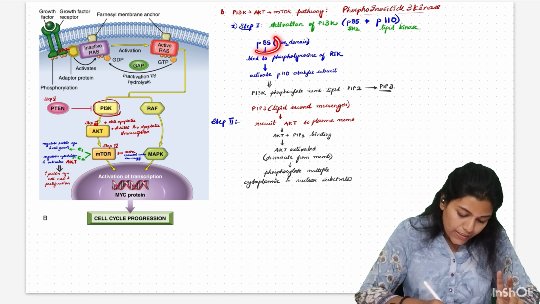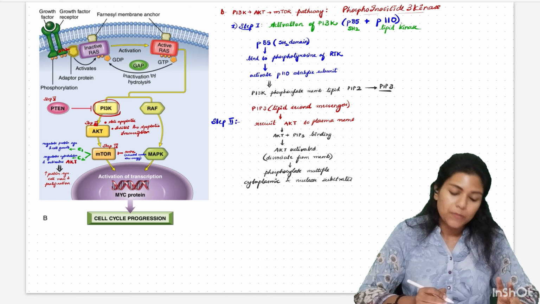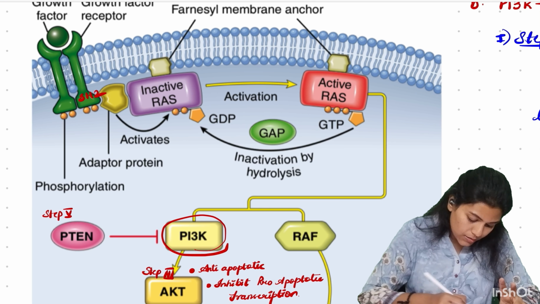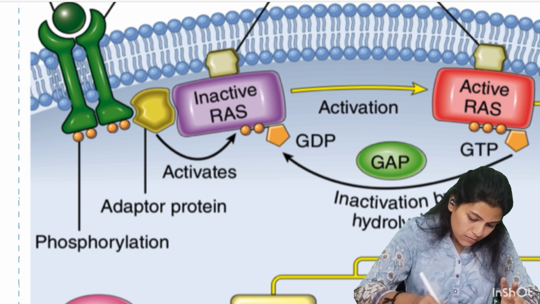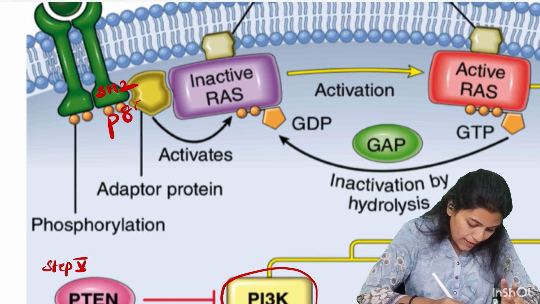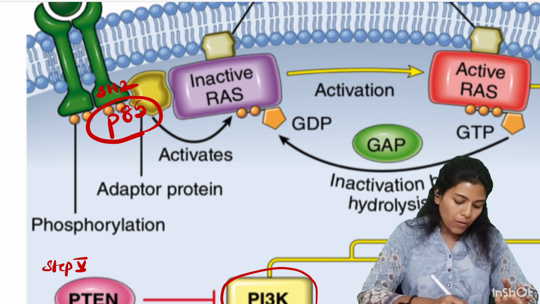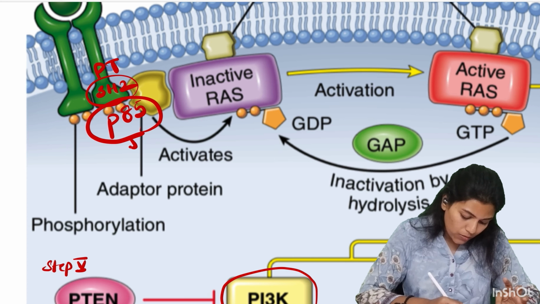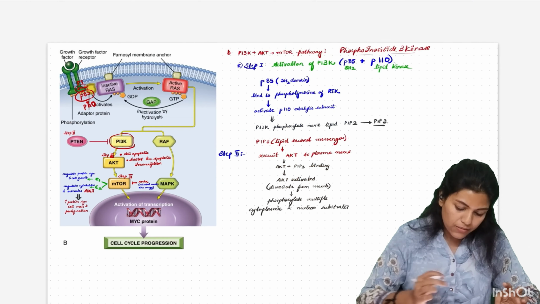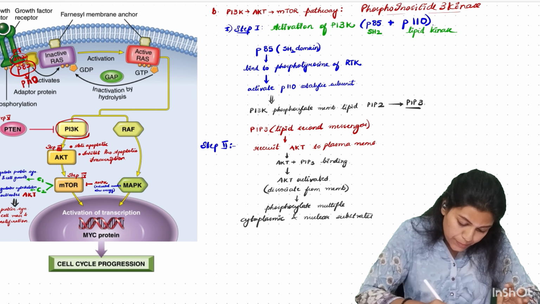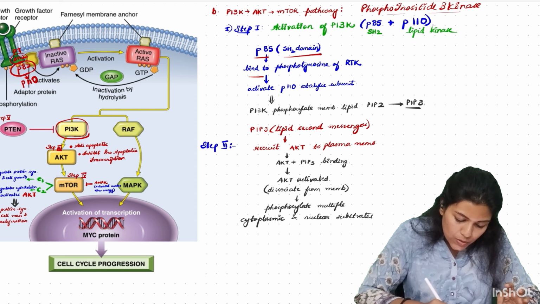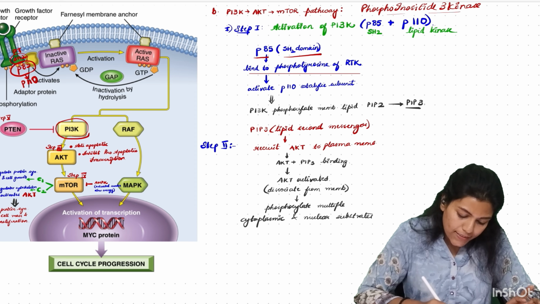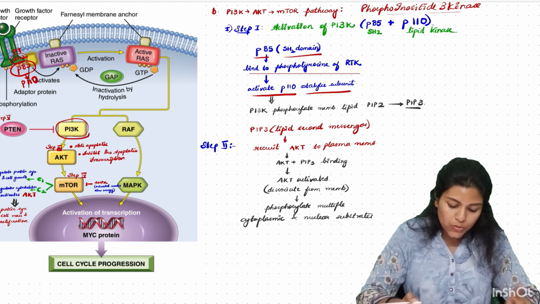This P85 with SH2 domain will get recruited. It will come towards the membrane and bind to phosphotyrosine of the receptor tyrosine kinase. Here, this P85 has come towards the cell membrane bound to this phosphotyrosine. This P85 in turn will also activate P110, the catalytic subunit.